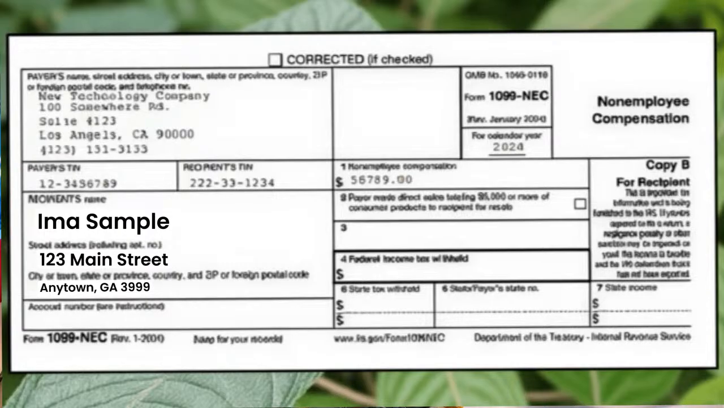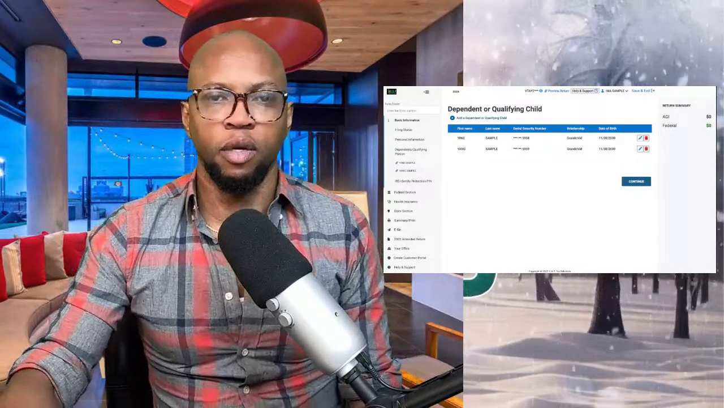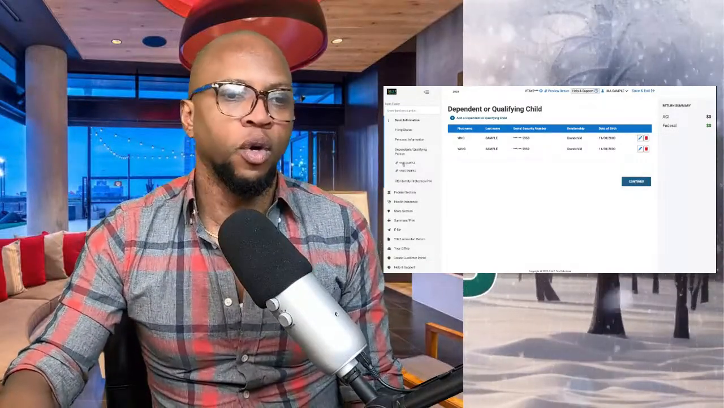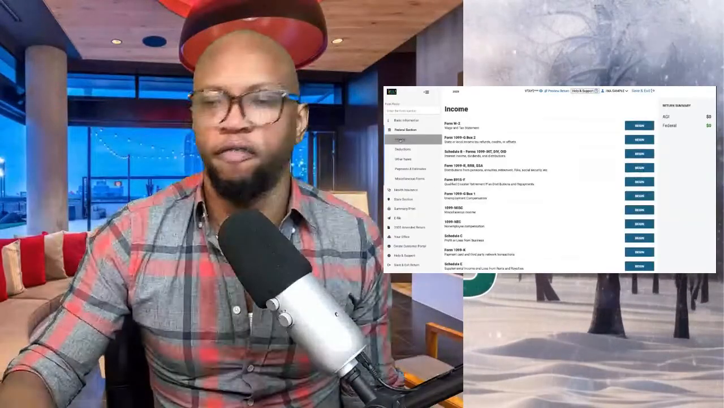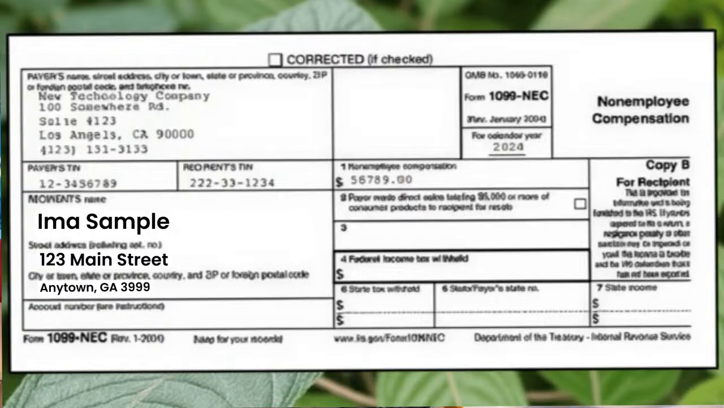So let's put this information where though? This is an easy one for those that have done this before. Of course, we're going to put in income information. We go to Federal, and it's going to give us income. Now I'm looking at the different types of income. For this particular form, we can always look at what the form says. It'll tell you exactly which form to use.